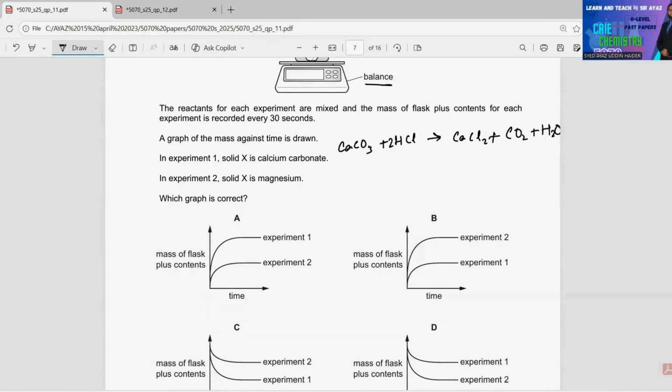Okay, for magnesium, it's reacting with HCl, producing magnesium chloride MgCl2 plus H2 gas. Again, we need to balance it. You see the number of moles of hydrochloric acid is the same in both the cases. Which graph is correct? Now they are saying mass of flask plus contents on y-axis and time on x-axis.